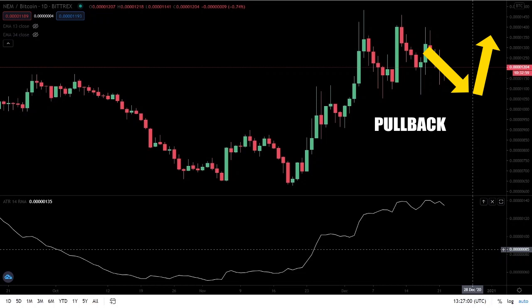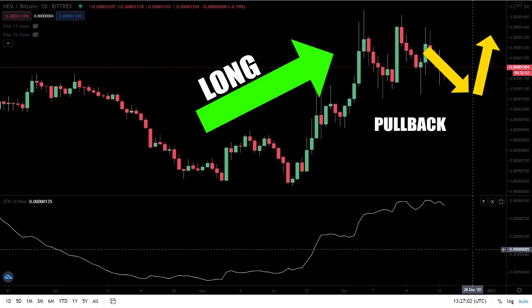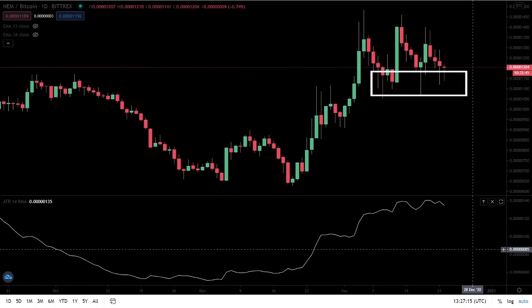In this example, we want to go long and we want to catch the swing in case the price reverses. We don't want to buy at the market price because we already know that the best spot to buy is in this area of value. So let's say this green line is our buy order.